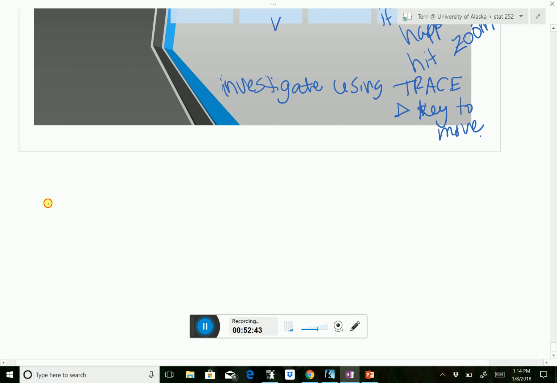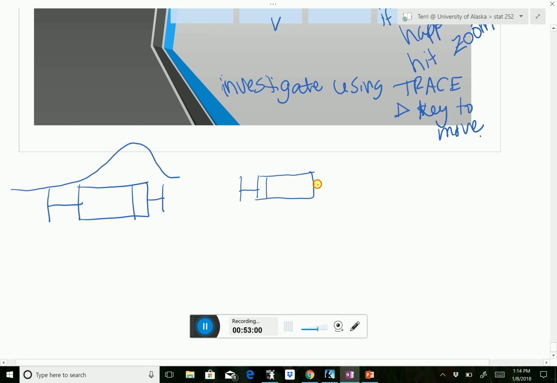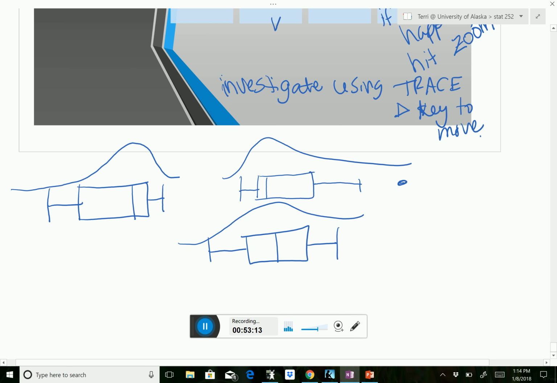Box plots can tell you what shape your data is also. If you look something like this, this means you're skewed left. If your box plot looks like this, or if you have this here and then there's an outlier out here, this means you're skewed right. And if your box plot looks fairly even, then you're symmetric. So this is left, this is right, and this is symmetric.